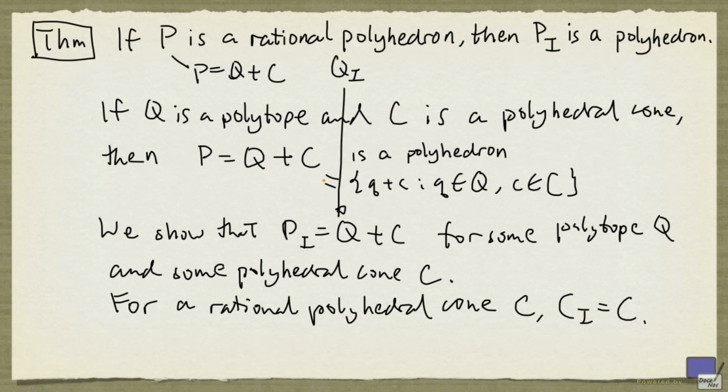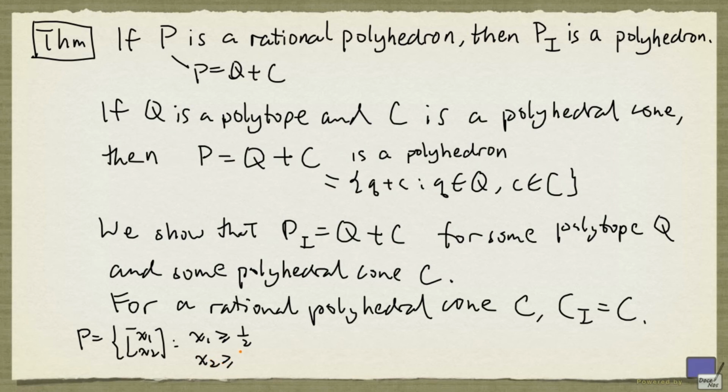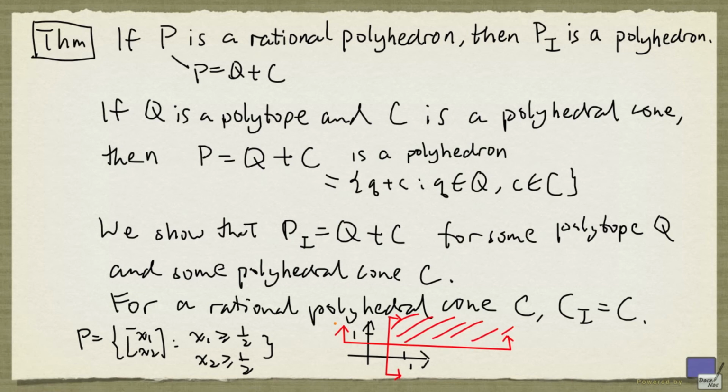But this is not going to work as the following example shows. So suppose my polyhedron P is as follows. It's a set of x1, x2 satisfying x1 at least a half and x2 at least a half. And if you sketch this, it's going to look like this. Now this polyhedron has only one minimal face and is a singleton consisting of this point, and this point is (1/2, 1/2). So for this polyhedron, Q will just be the single point (1/2, 1/2). And so Q_I is going to be the empty set.